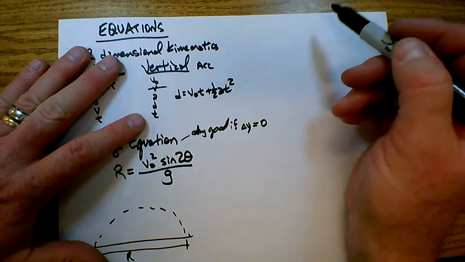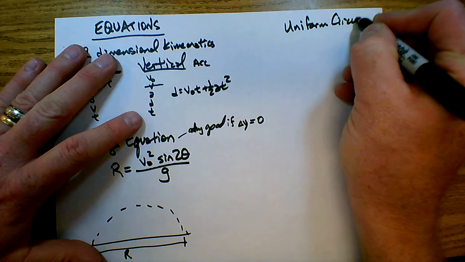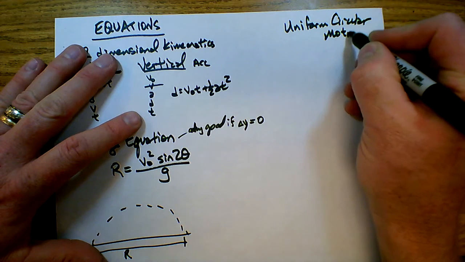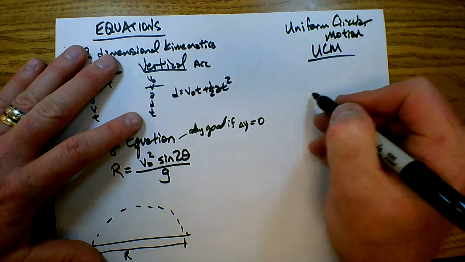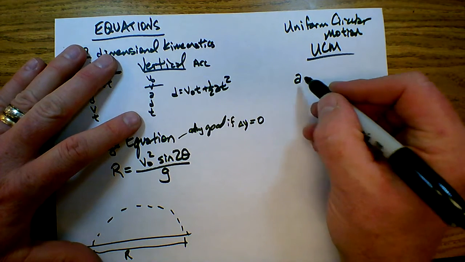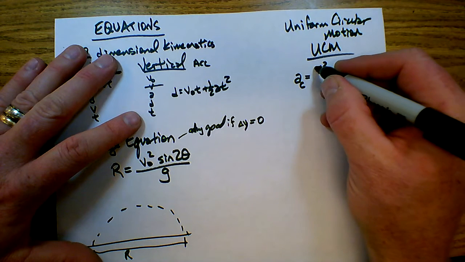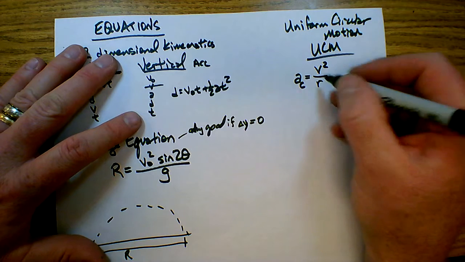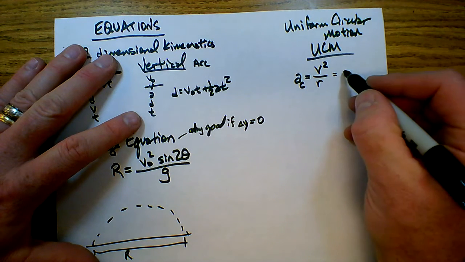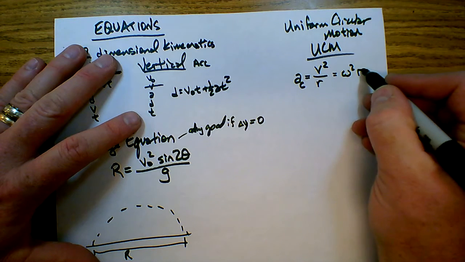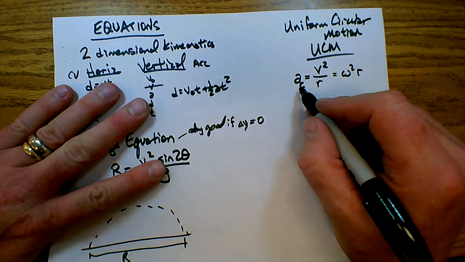We also have in two-dimensional motion uniform circular motion. And uniform circular motion, or UCM, we have an object that's moving in a circular path at constant speed. Says that the acceleration towards the center, or centripetal acceleration, is equal to the speed squared divided by the radius. So acceleration equals v squared over r. Now, this can also be written as omega squared times r, where omega is the angular velocity. So either one of these will give us the centripetal acceleration.